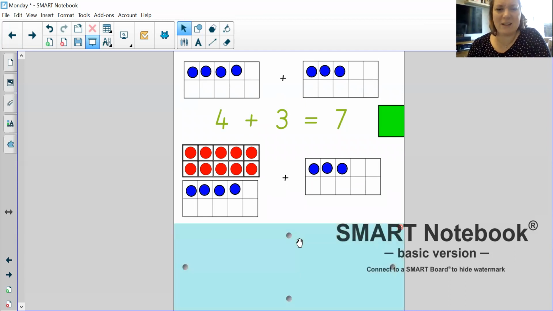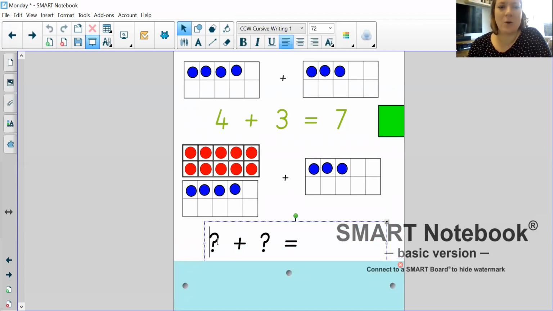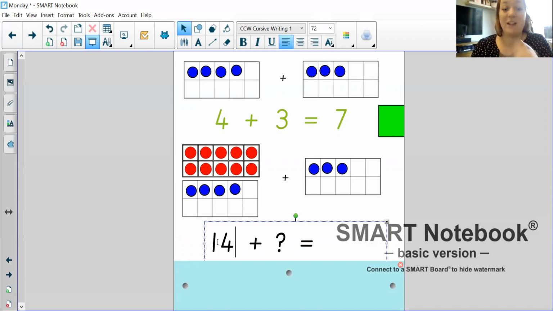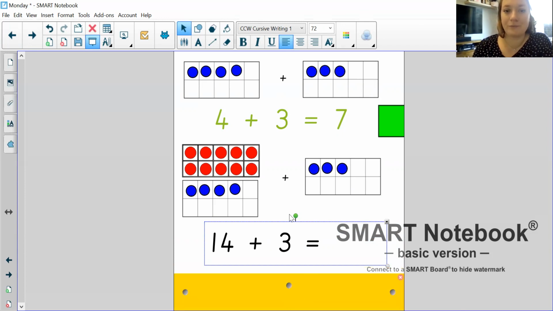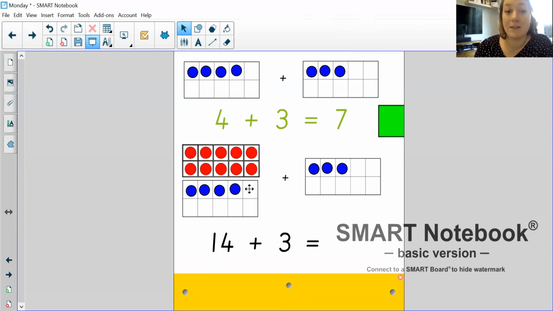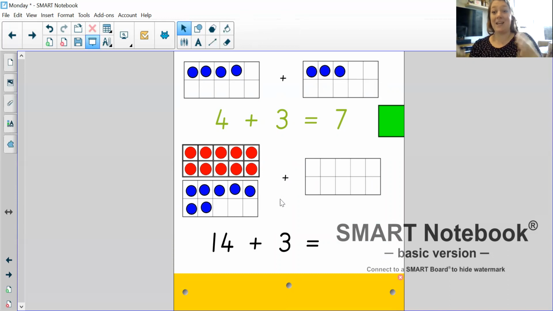I wonder what the answer could be. Let's change the question, because we've just figured out, haven't we? It's 14 add 1, 2, 3. We need to find out the answer. So, using your tens frames, we've got 14, 1, 2, 3. What number have I made now? That's right, 17. 14 add 3 equals 17.